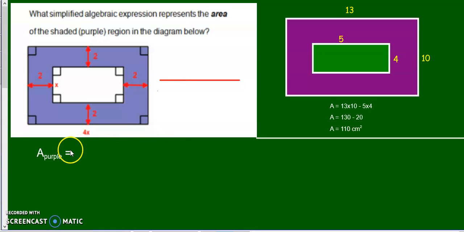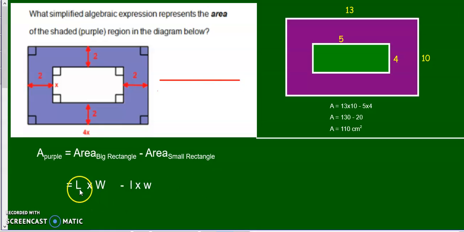Okay, so what is the area of the purple shape? Well, it's the area of the big rectangle minus the area of the small rectangle. So we start with, very generally speaking, this is what it is. Now, how do we find the area of rectangles? Well, the area of a rectangle is length times width, minus length times width. So I use a big L and a big W for the big rectangle and a small l and a small w for the small rectangle. Let's go back up here and find all these measurements.